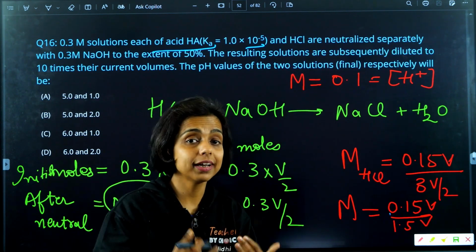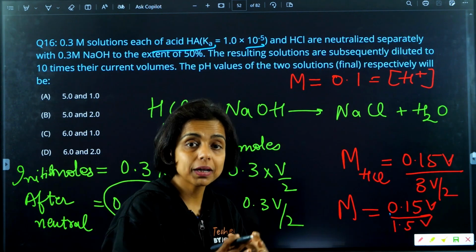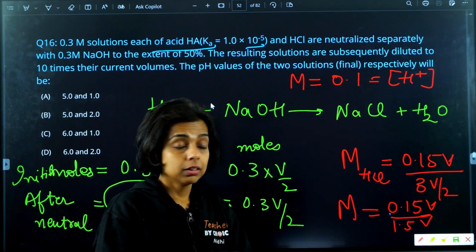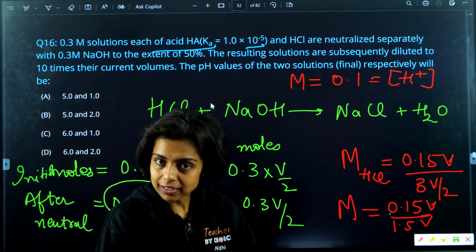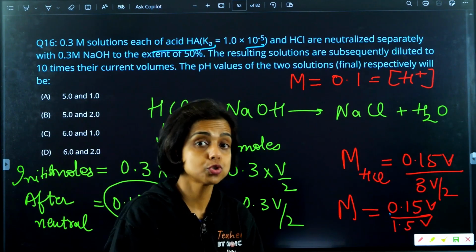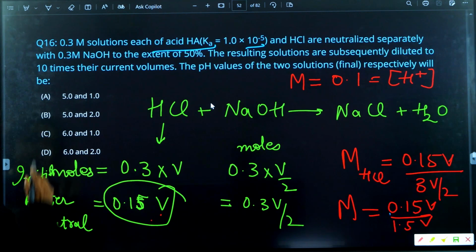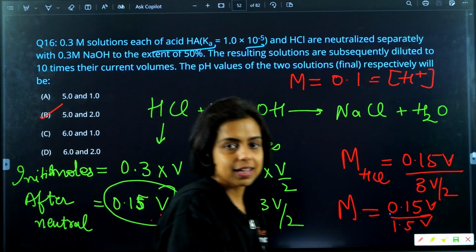But after diluting it 10 times, the volume becomes 10 times, right? Yes. So the molarity becomes 0.01. That means the pH will be 2, right? After dilution, of course. So guys, 5 is the pH and 2 is the pH after dilution. So we'll mark our answer as B.